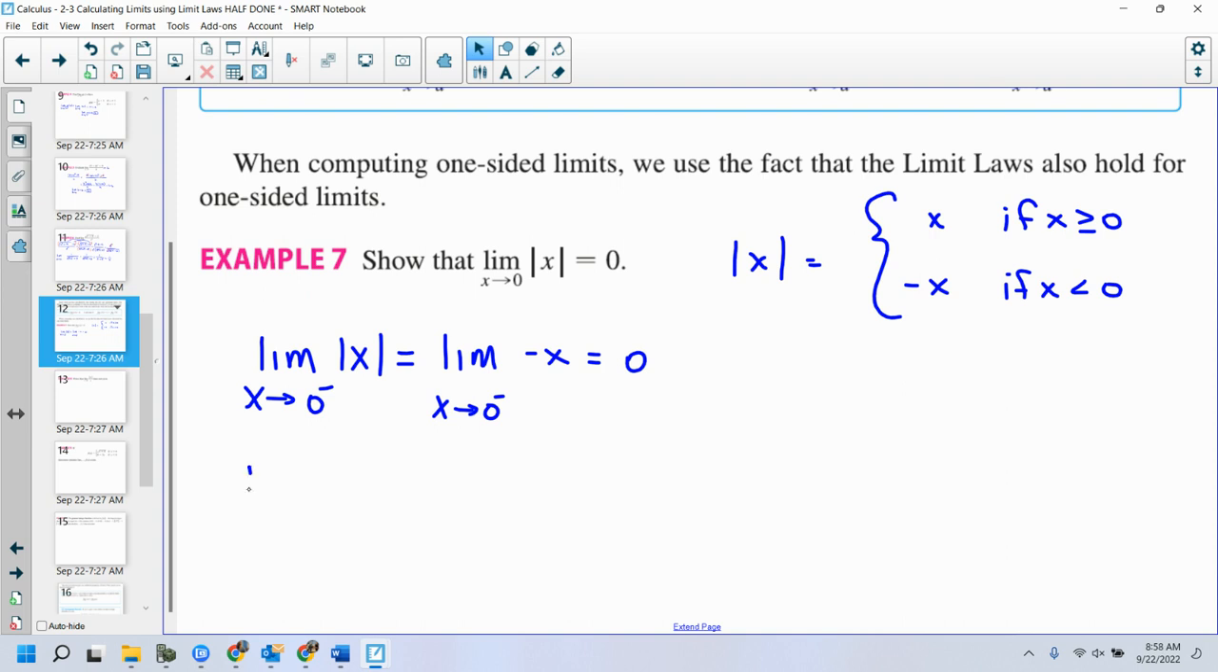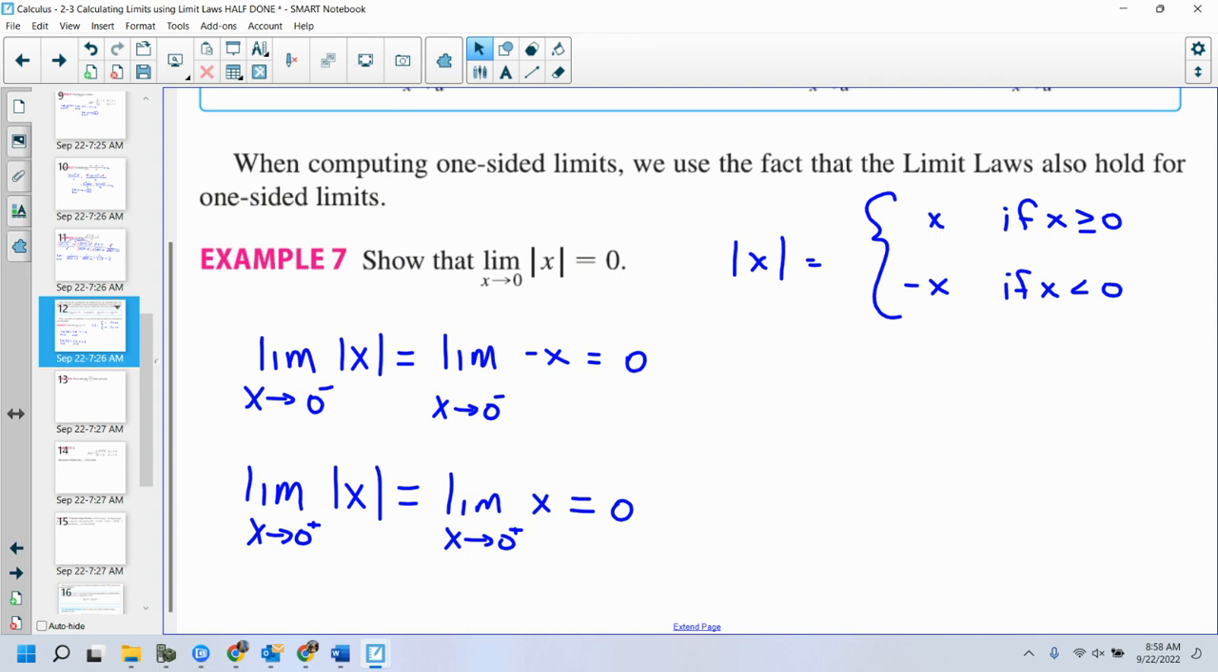Let's prove it from the right. The limit as x goes to 0 from the right of the absolute value of x. Well, let's replace it with a function that it's going to act like. So from the right side, it's just going to act like x. And we know, based on our limit laws, that the limit as x approaches a of x is just a. Right? That was this whole thing. So 0.